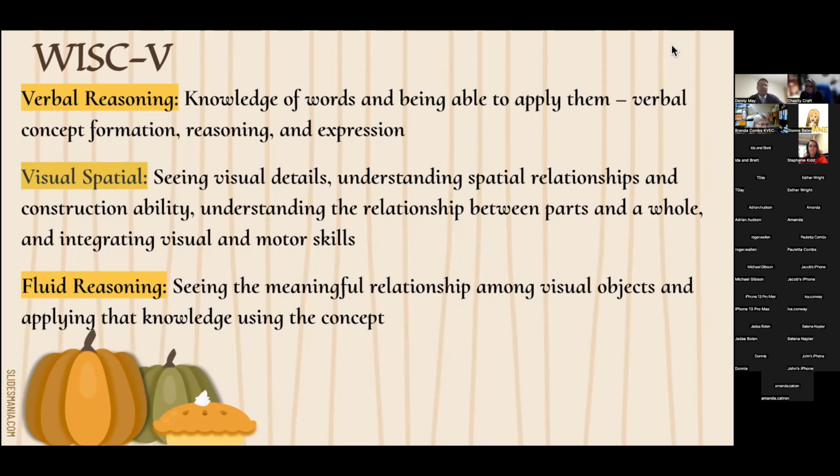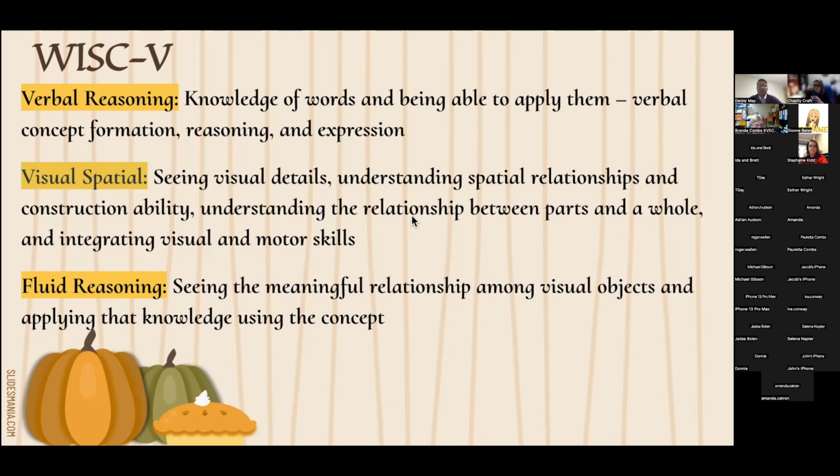And then there's a section called visual spatial, and that's being able to see visual detail, understanding spatial relationships, and the construction ability, understanding the relationship between parts and a whole, and integrating visual and motor skills. Now, the crosswalk will tell you what this looks like in layman's terms, in terms of the impact that you'll see on the skills that are being evaluated.